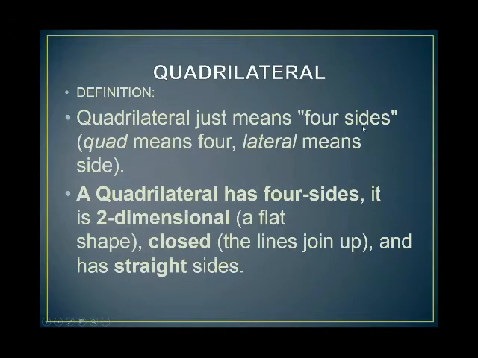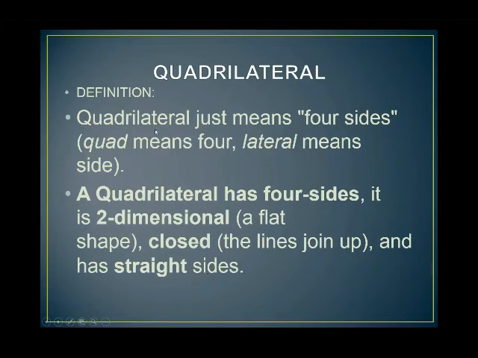Quadrilateral just means four sides. Quad means four and lateral means sides. A quadrilateral has four sides. It is two dimensional, a flat shape or closed shape. Two-dimensional means it has length and breadth. The lines join up and have straight sides. Closed means all the lines are joined up together and have straight sides.